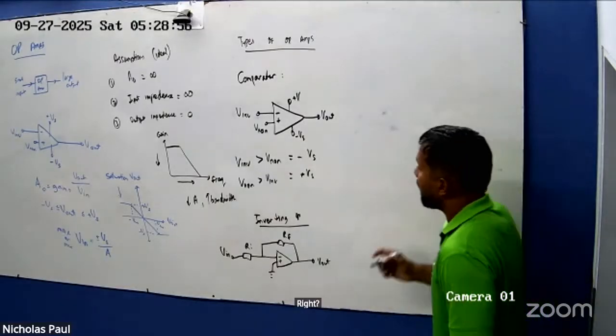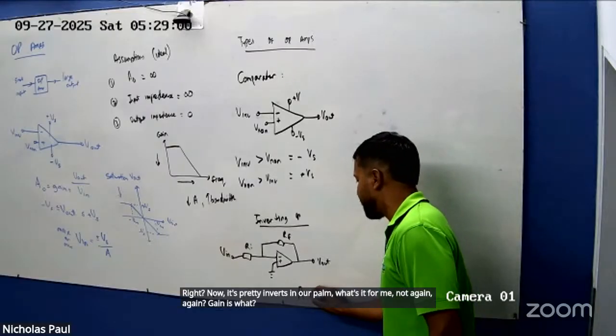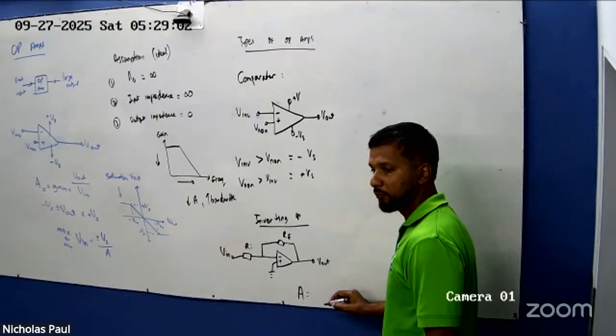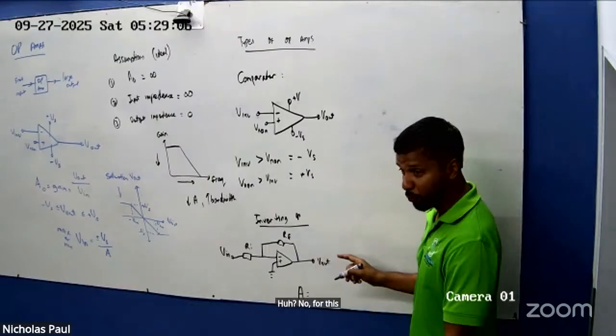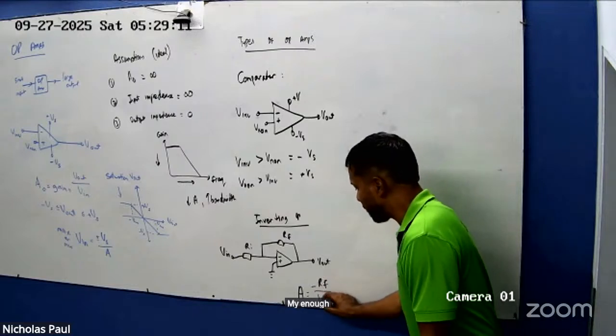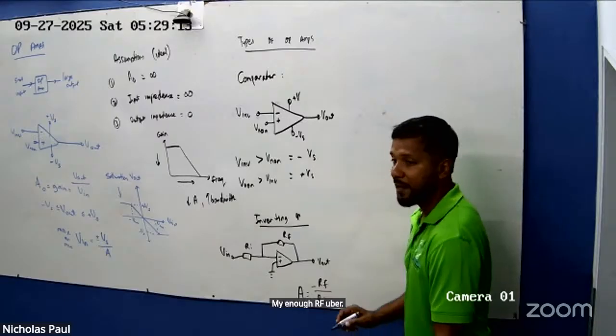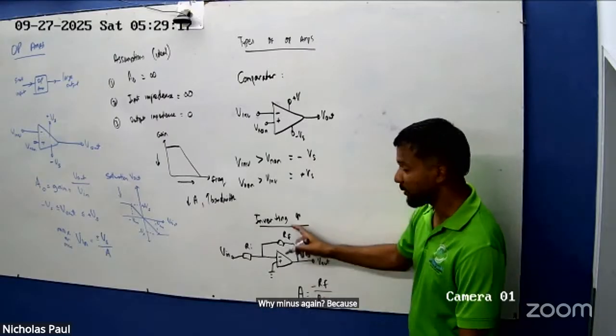Nice. For the inverting op-amp, what's the formula for gain again? Gain is what? For this, what specific formula did we prove? Minus RF over RI. Don't forget the minus, right? Why minus again? Because it's inverted, right?